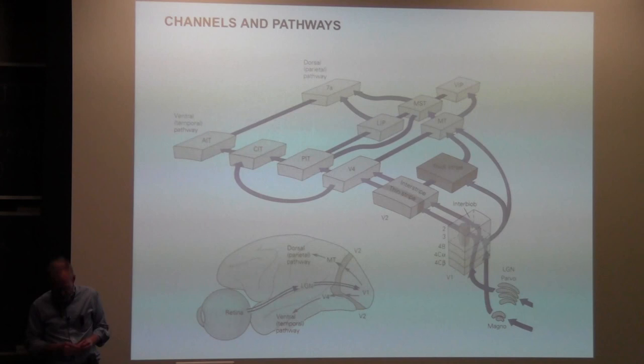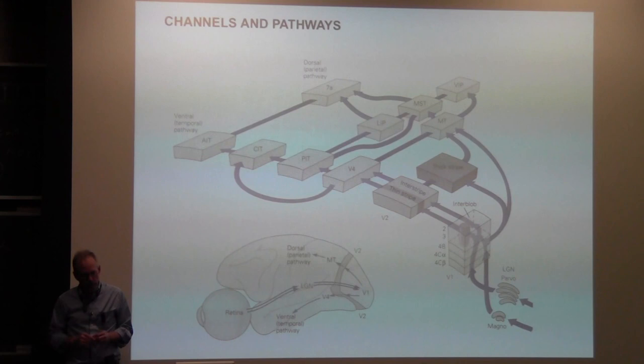And that's where I'm going to end today. The next lecture is about the processing in these areas beyond V1 and V2 and how it generates information about the world. And that's where the really mysterious, amazing things in the visual system occur.